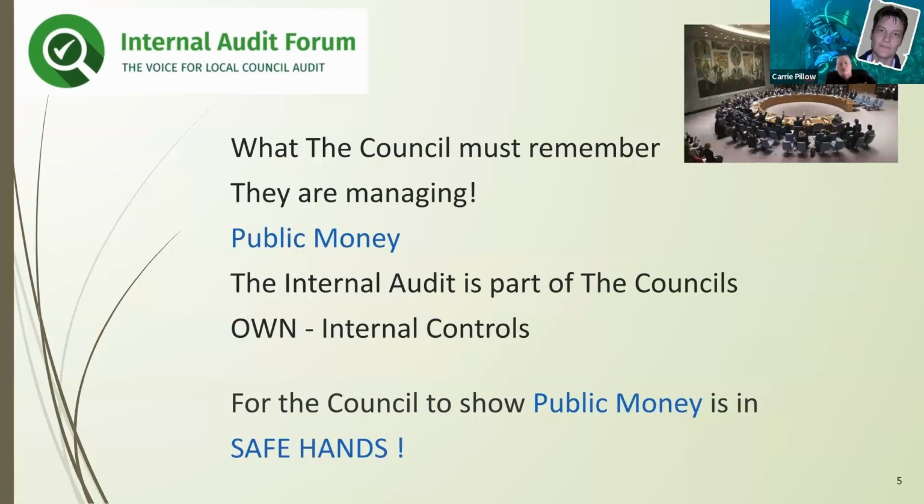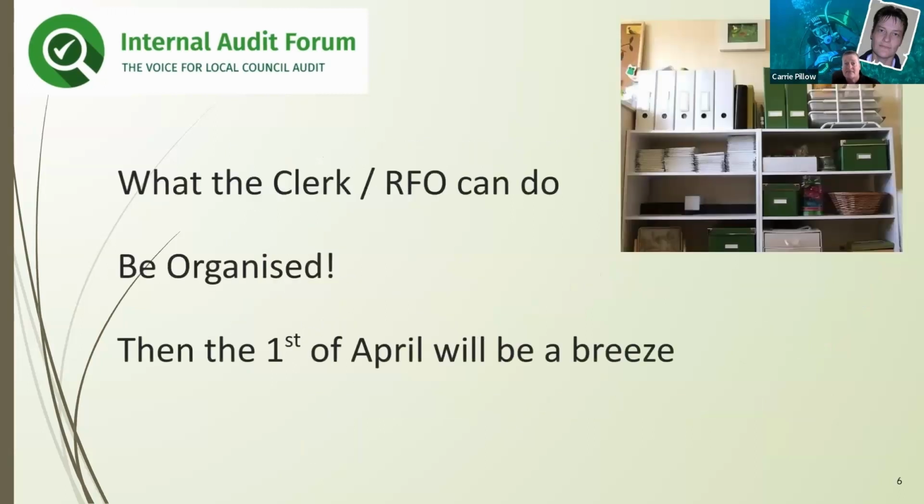What the council must remember is they are managing public money. The internal audit is part of the council's own internal controls. You, as a councillor, need to prove that public money is actually in safe hands. What the RFO can do, they can be organised. They start at day 1 and it'll be a breeze. If you know the internal audit is coming on the 31st of March and you're working your way through the year with the internal audit in mind, you will find it easy.